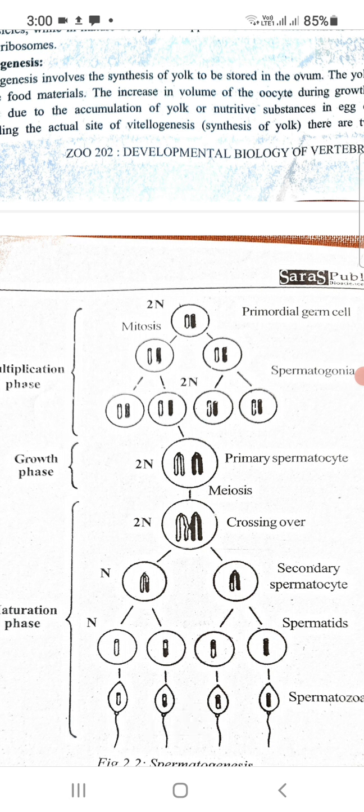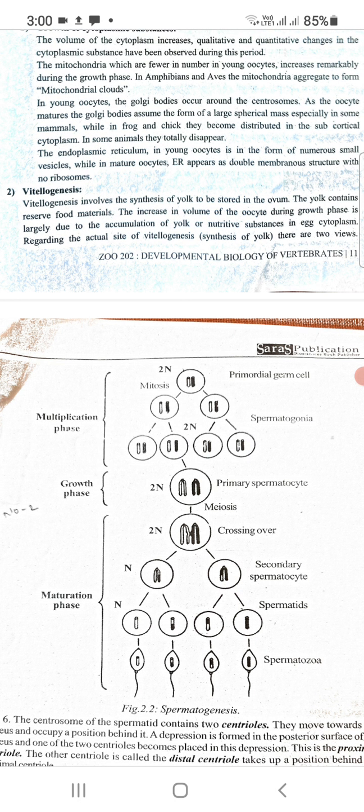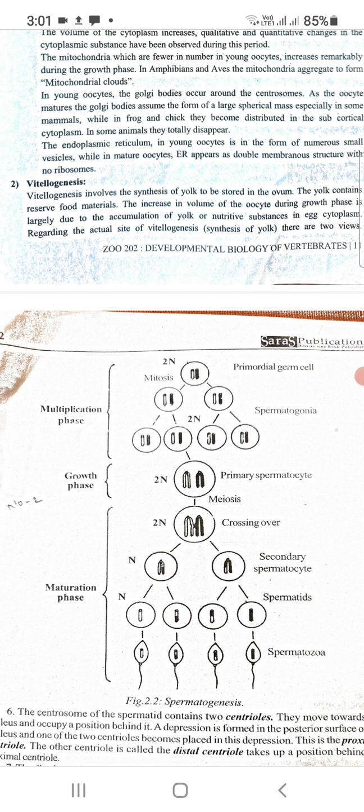The complete spermatogenesis includes three steps. The first is the multiplication phase, the second is the growth phase, and the third is the maturation phase. In the first, multiplication phase, the primordial germ cells multiply. From a single primordial germ cell, two are formed, and from the two, four are formed, which transform into spermatogonia. This complete process is called the multiplication phase.